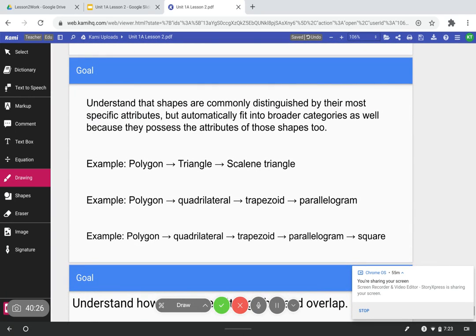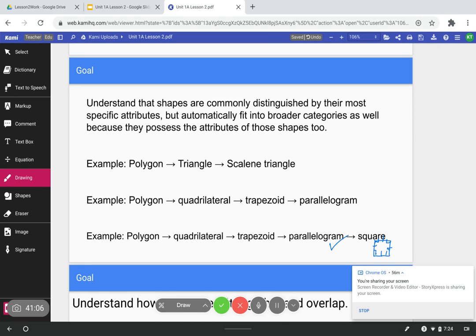Okay, so let's read the goal again. Understand that shapes are commonly distinguished by their most specific attributes, but automatically fit into broader categories as well because they possess the attributes of those shapes too. So we can work backwards. So the most specific attribute for this shape is a square because all four sides are congruent, four right angles, but now working backwards, it is a parallelogram because there are two pairs of parallel lines.